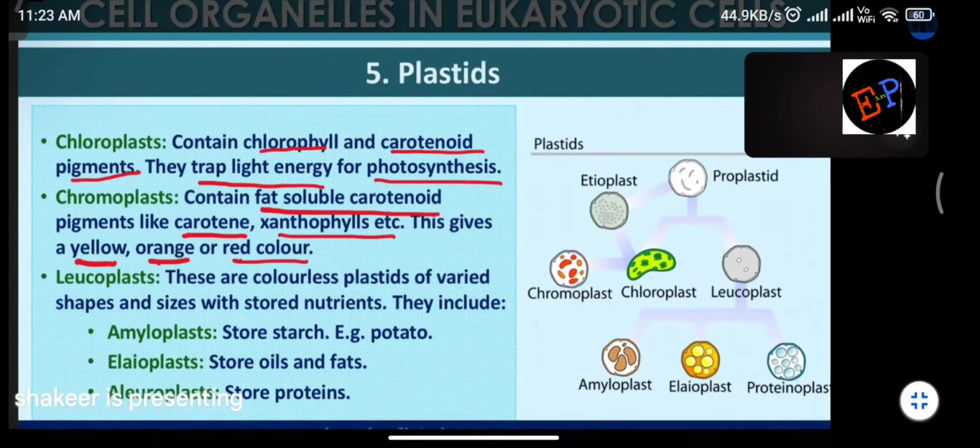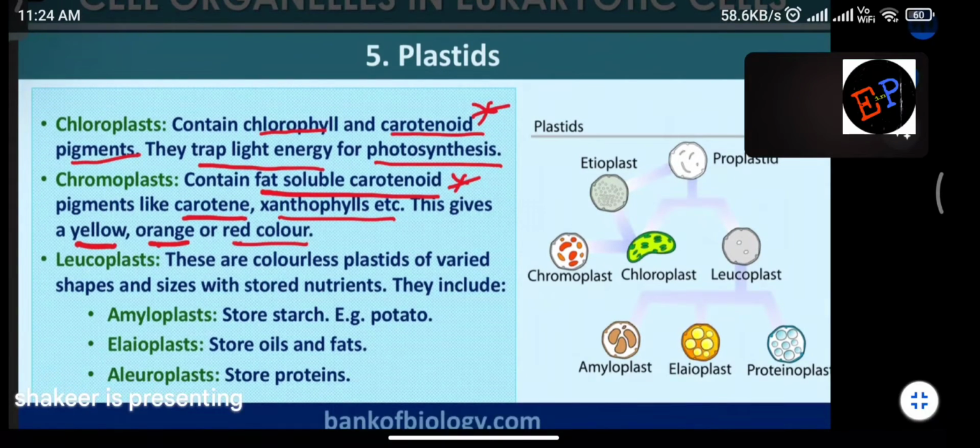So in a chloroplast also you can find carotenoid pigments, and in a chromoplast also you can find carotenoid pigments. Then what is the difference between that carotenoid pigment and this one? They are fat soluble. The carotenoids present in chromoplasts are fat soluble. They can dissolve in fat. That is the difference. And examples are carotene and xanthophyll, which are mentioned in NCERT. Clear? Leucoplasts are colorless plastids. They don't have any color. Of varied shapes and sizes, with stored nutrients.